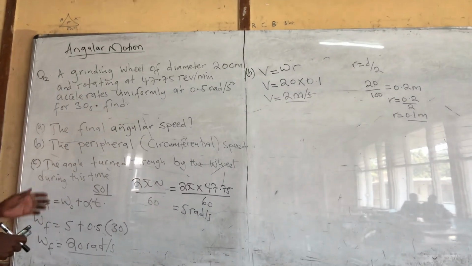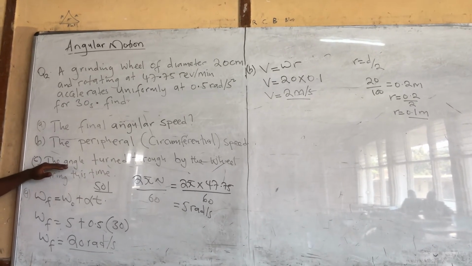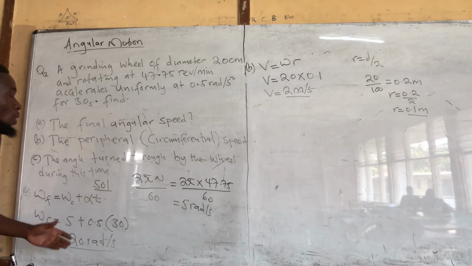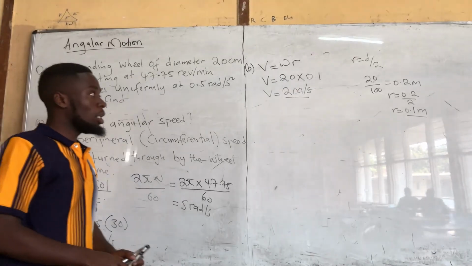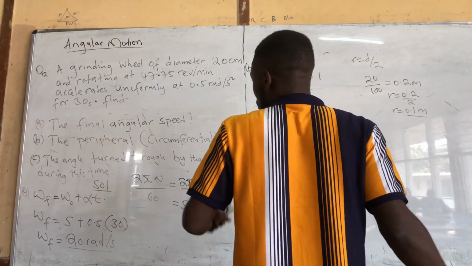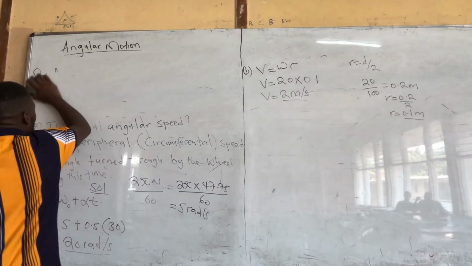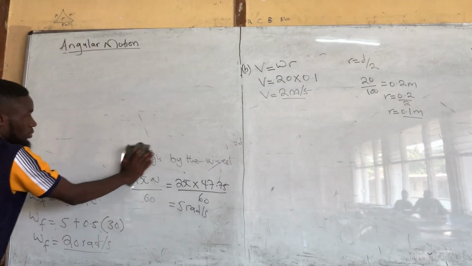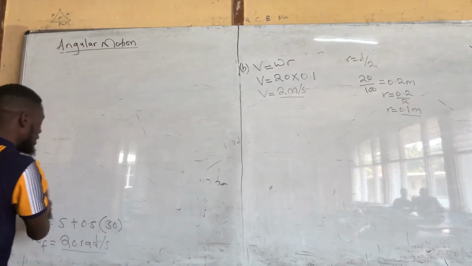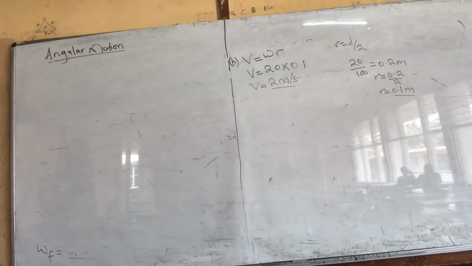Okay? So now, the last question here. What is the last question? They are asking us to find the angle turned through by the wheel during this time here. So they want us to find the angle turned through by the wheel during these 30 seconds here. So how do we find the angle turned through by the wheel?